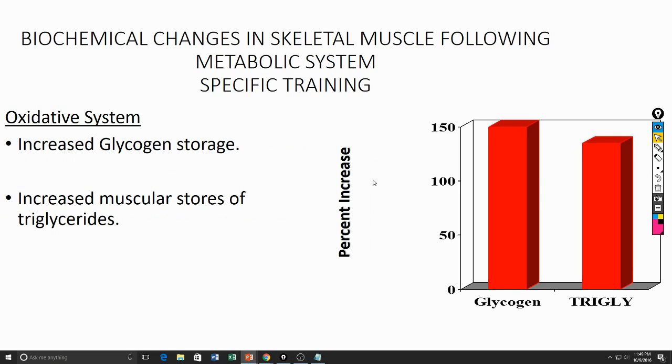Okay, this is more storage within muscle. Glycogen storage is up, triglyceride storage is up. It's one of those strange paradoxes within the field that there's only two major classifications of people who store a lot of fat in their muscles.